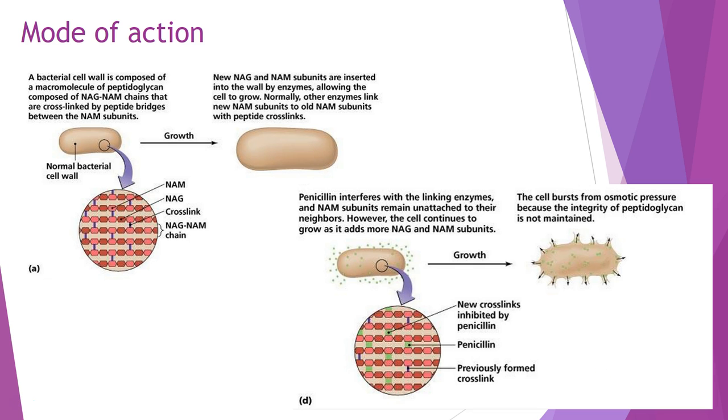So let's have a look. We have a normal bacterial cell wall here, okay, which has cross-links. Then they grow up until they're ready to undergo fission. The penicillin now interferes with the linking enzyme, so it attaches to the cell wall, preventing new cross-links from forming. So these penicillin units here prevent new cross-links from forming, which weakens the structure of the cell wall. So the cell will burst from osmotic pressure because the integrity of the cell wall is not maintained when it goes to grow.